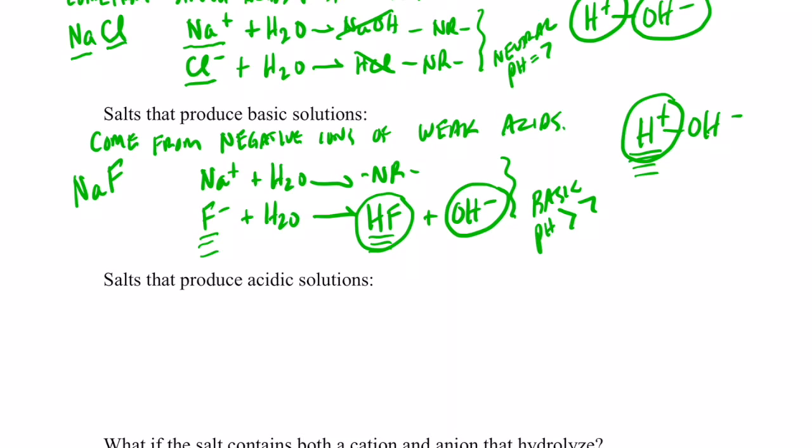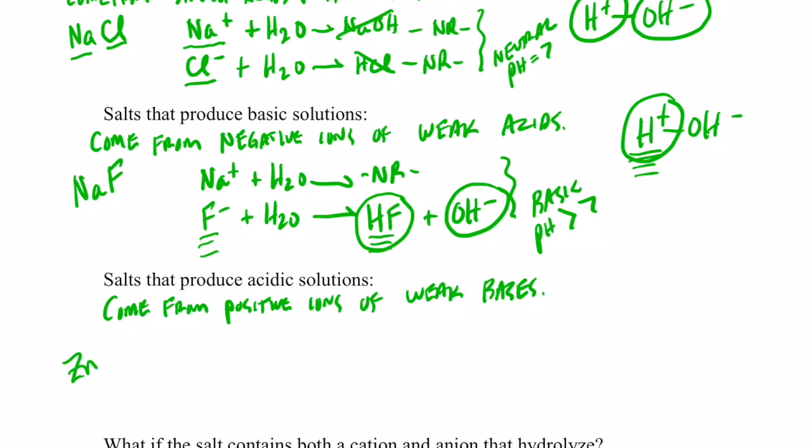All right, what about salts that produce acidic solutions? I'll bet you already know where their ions come from. Think about it. Salts that produce acidic solutions have ions that come from positive ions of weak bases. Let me show you why. Let's use zinc chloride here, ZnCl2. So when ZnCl2 is placed in water, it forms Zn2 plus ions and Cl negative ions, right?